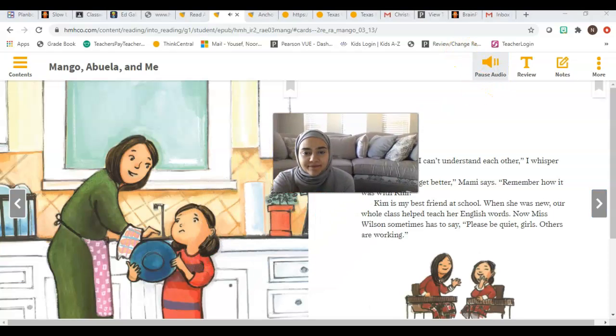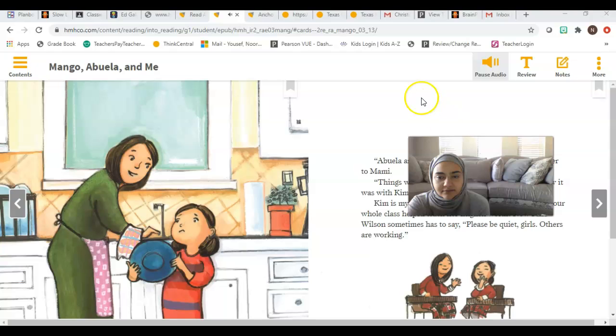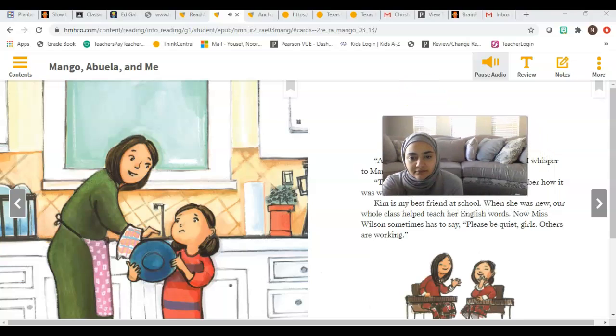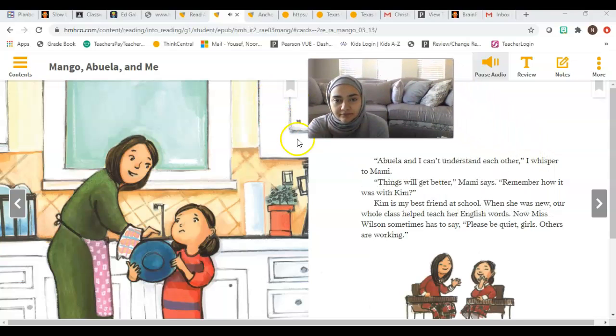Abuela and I can't understand each other, I whisper to Mommy. Things will get better, Mommy says. Remember how it was with Kim? Kim is my best friend at school. When she was new, our whole class helped teach her English words. Now Miss Wilson sometimes has to say, "Please be quiet, girls.